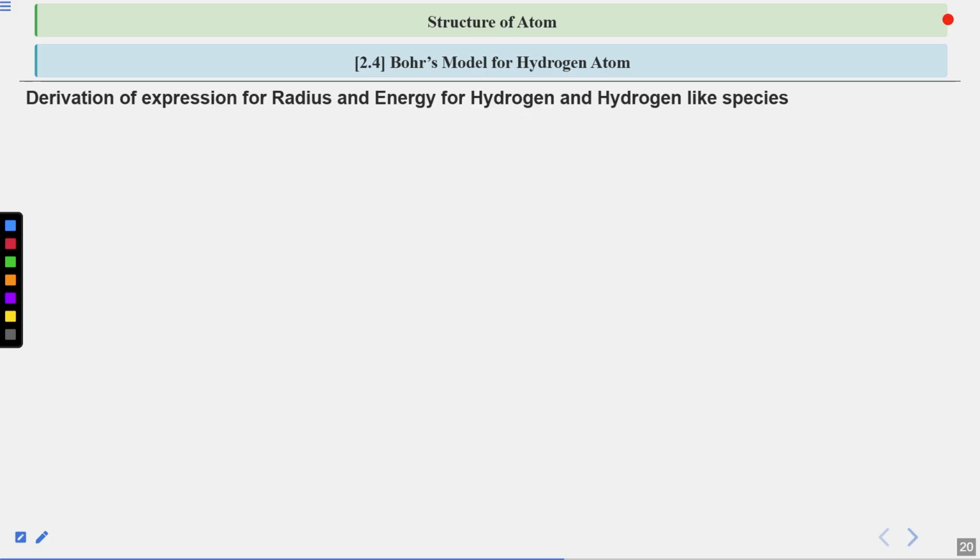Now, how do we derive it? Let us first consider the Bohr's postulates for the hydrogen atom. Just follow the way I am telling, and you will get the derivation.